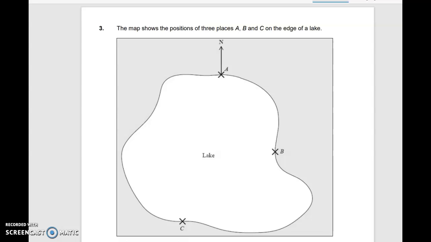So I'm going to give you a few hints, but I'm not going to do this accurately. You will have to do it accurately on your own copy of this. So I'm going to talk you through the process basically. So we've got three places, A, B, and C, which are on the shoreline of this lake.